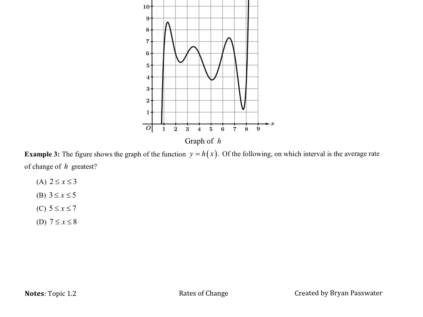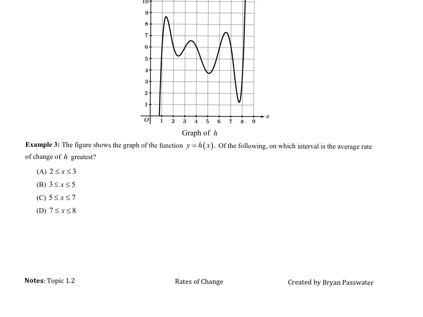So, let's look at this example. It says, given the figure of the graph of the function h, for which interval is the average rate of change of h the greatest? What's an average rate of change again? Algebra slope. And so I need to go from 2 to 3. Where's my value of 2? When x is equal to 2, what's the y value? 6. And then where does 3 go? 6. Well, what's the slope between 2 and 3? 0. It's a 0 slope. Good. Perfect. You did great.